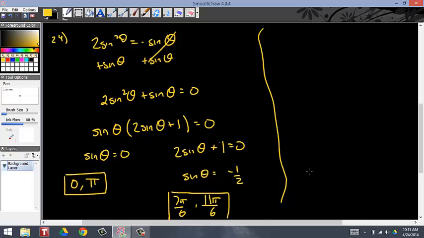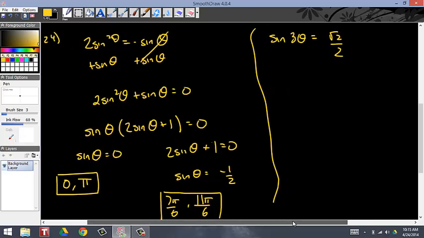Let's move on. You know what? I want to do one that you guys haven't seen. It's not in the book or anything like that. But let's just say something like, how about sine 3 theta equals rad 2 over 2?